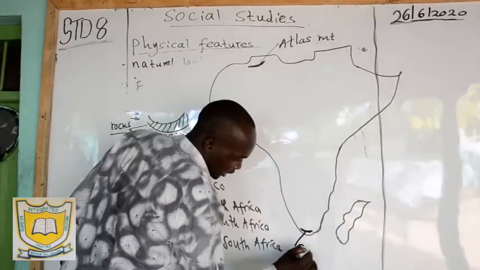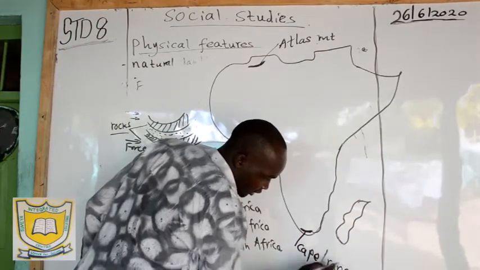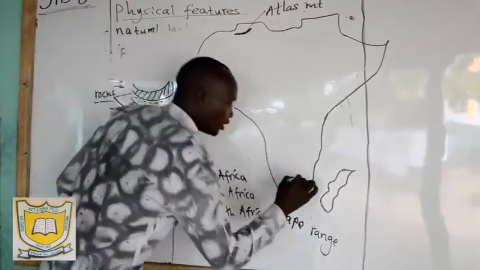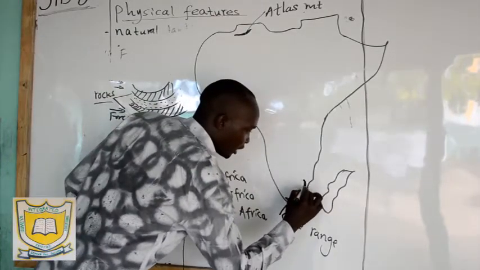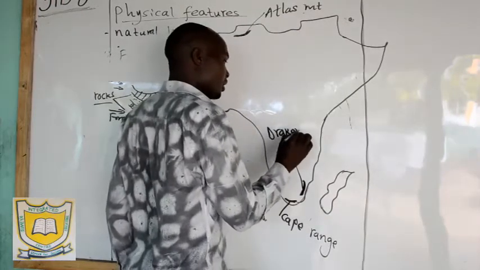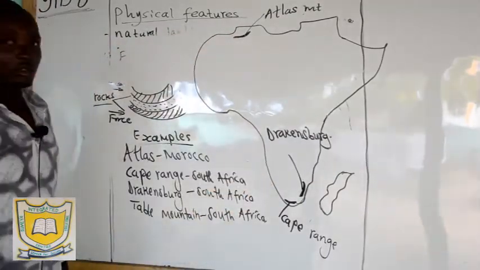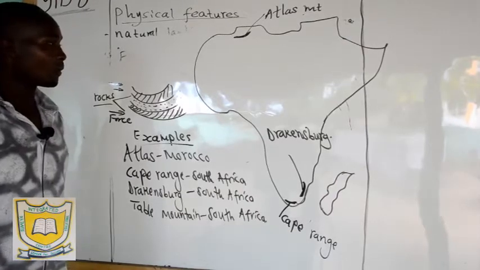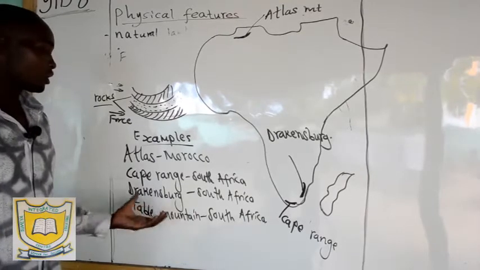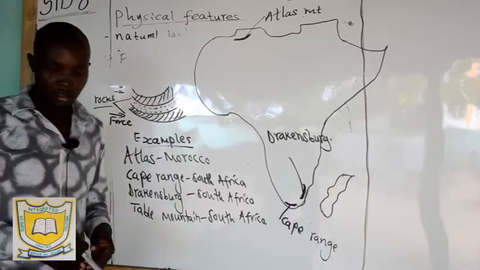This one is called Cape Range. It is found in South Africa. It's a major tourist attraction. Then we have Drakensberg Mountain found here. It's found in South Africa. So you may look at the location and so on. Then we have another one, Table Mountain, which we have added here. So these are the fold mountains in Africa, and we have looked at the process of formation and so on.